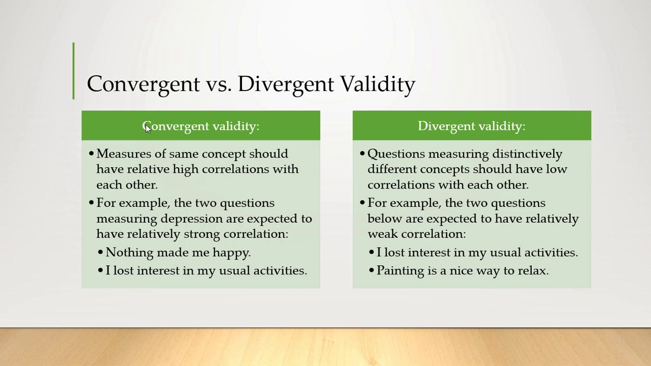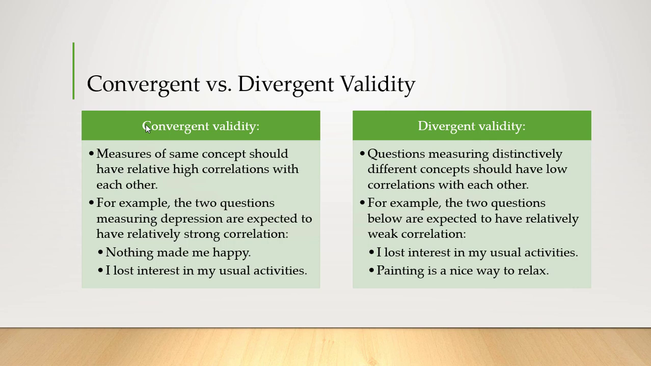For example, one instrument is developed to measure depression related to social media use, and another published instrument measures depression in general. Because they measure very similar constructs, if you have the same group of respondents complete both surveys, a high correlation between their scores on the two instruments is an indication of convergent validity.